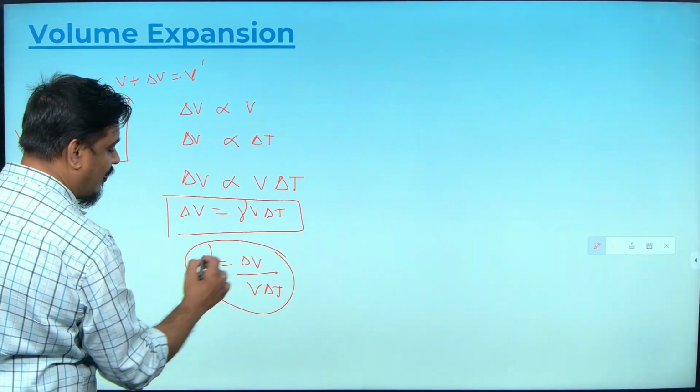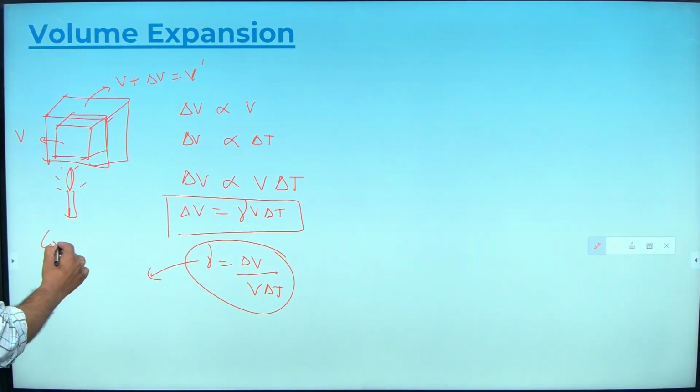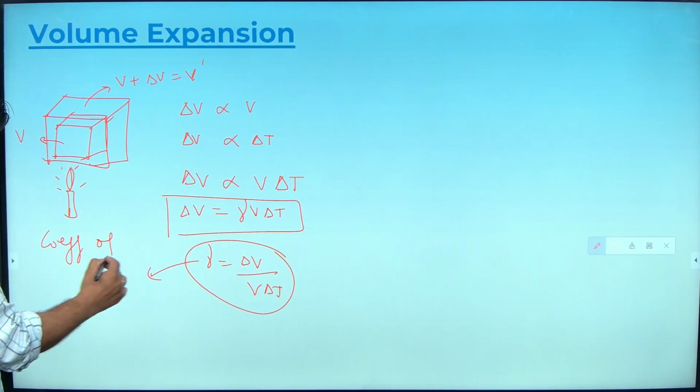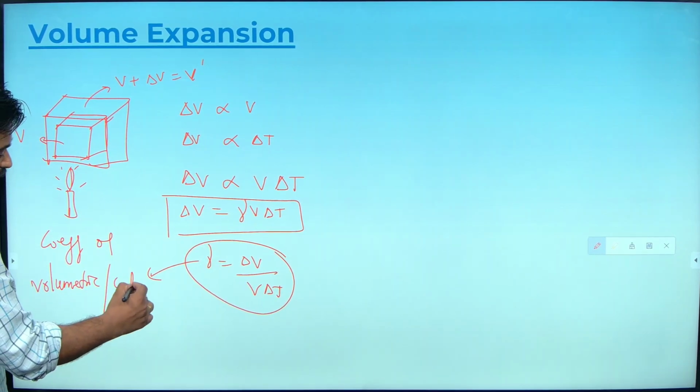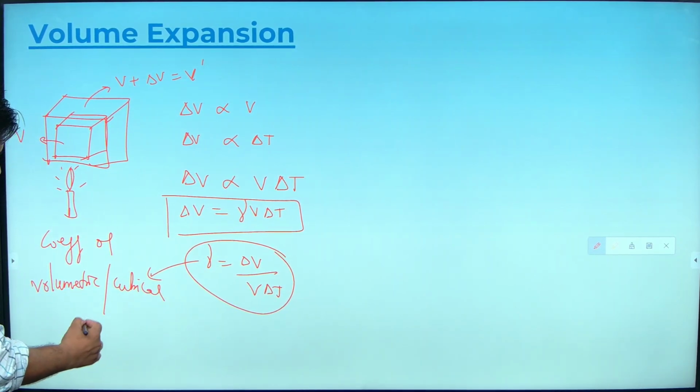And what is gamma called as? Coefficient of volumetric or cubical, whatever you like, you can choose your name. Volumetric, some books will also write cubical expansion.